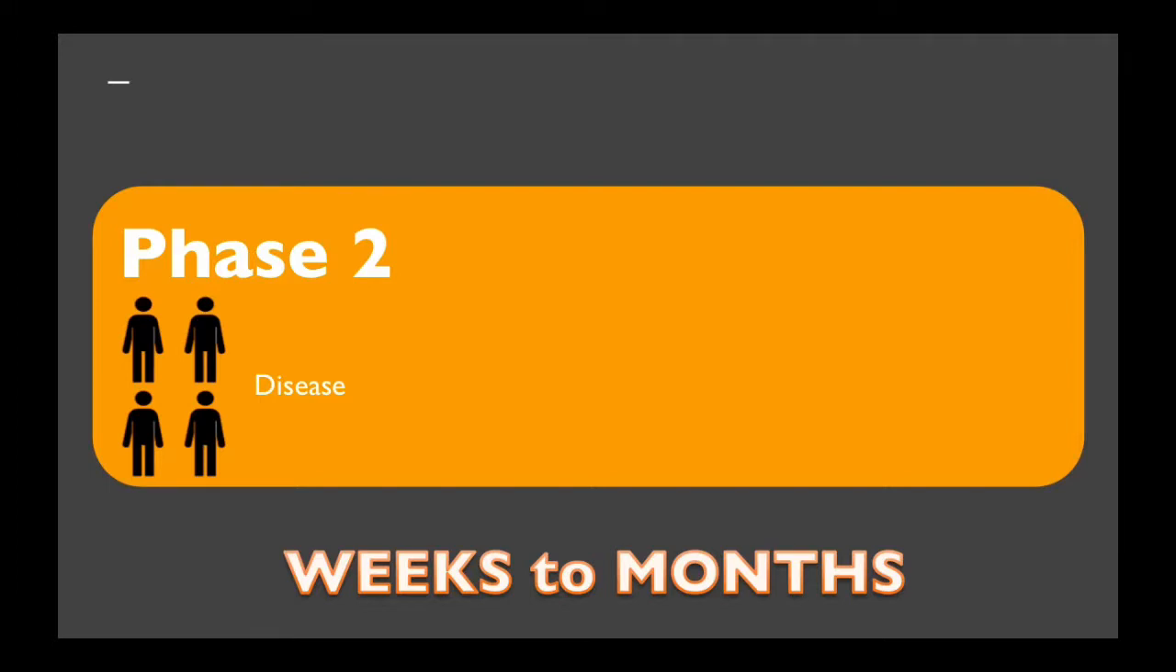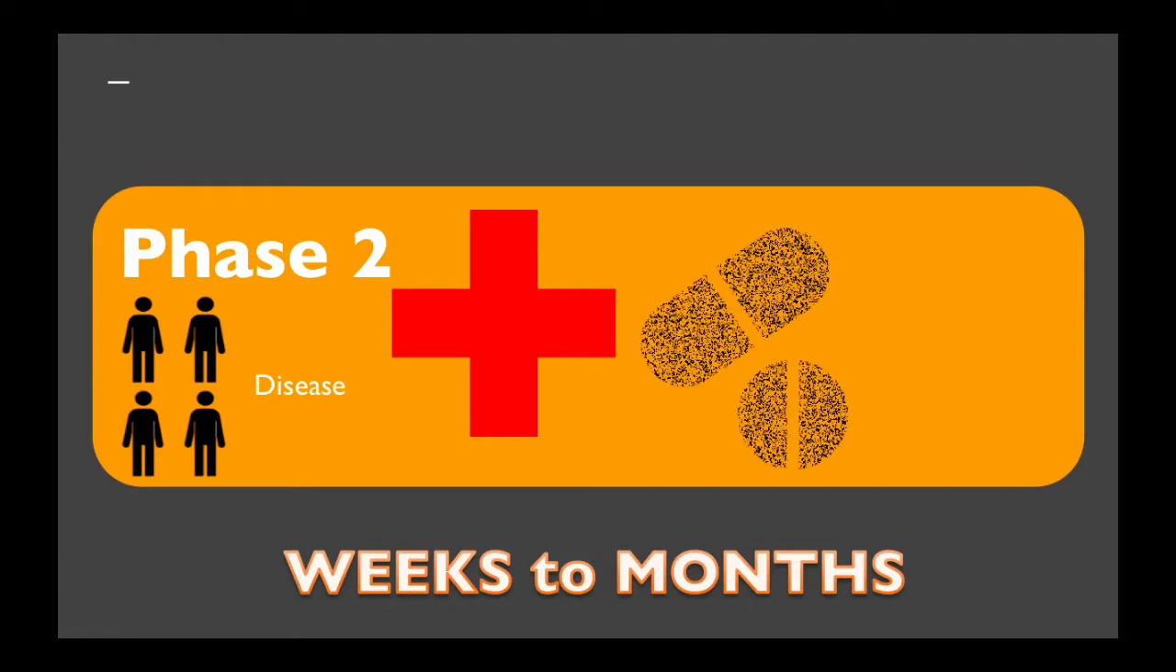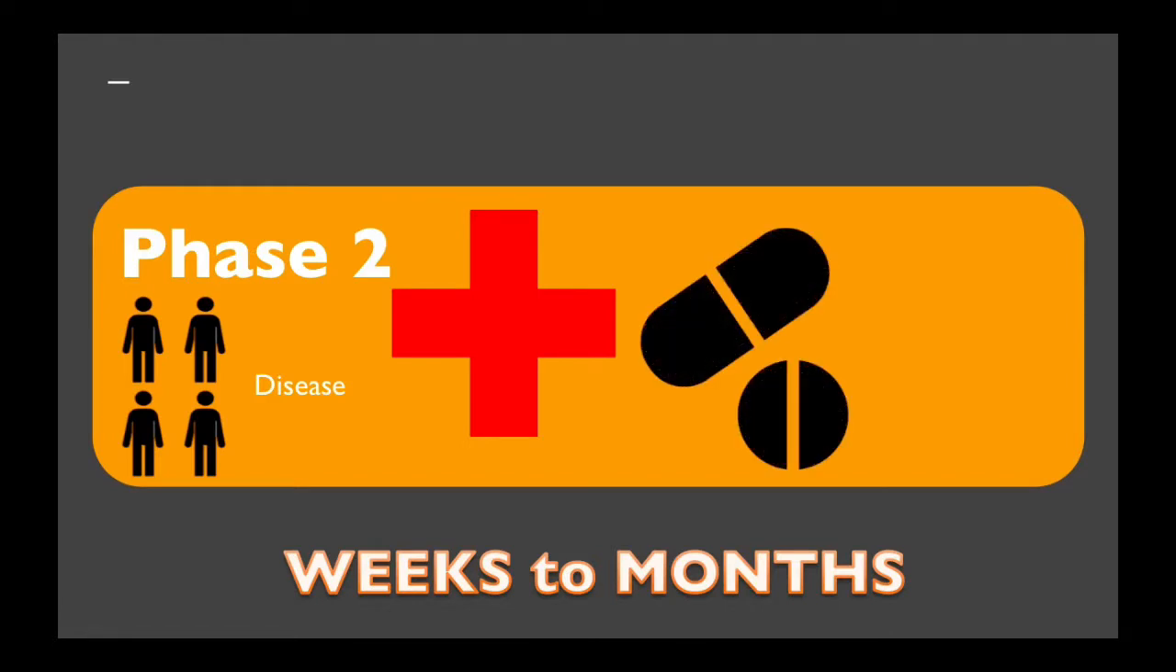Phase 2. These last weeks to months. It involves people who are affected with the disease and it can have up to 500 participants. These test if the treatment is effective. They use a placebo as a dummy treatment to rule out any bias and to determine if there are any further side effects.